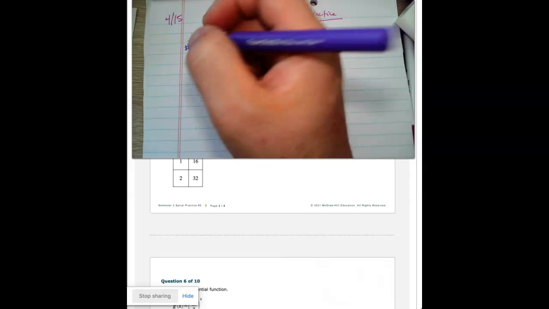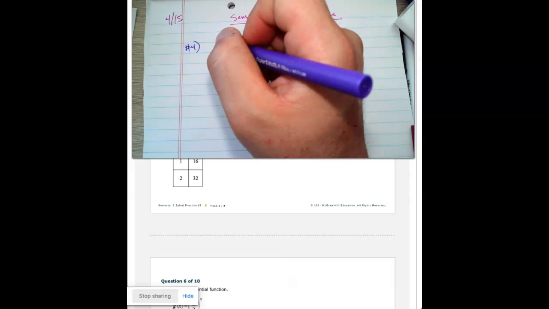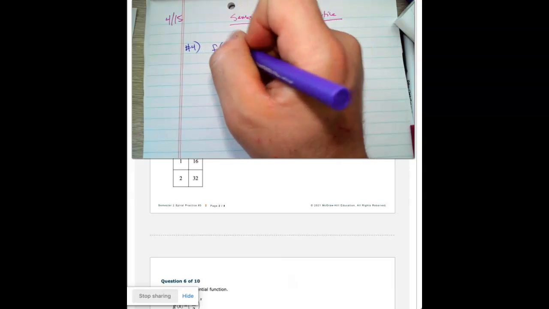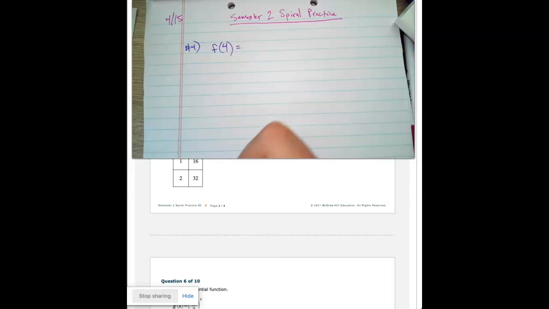Again, starting with number 4, it says the functions f and g. You have the function f of x equals negative 5x minus 1, and the function g of x equals 2x to the third plus 2. Find f of 4 and g of negative 2. I'm just going to write down the work without too much extra.